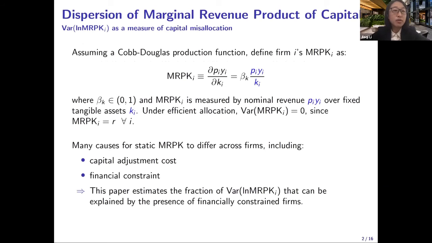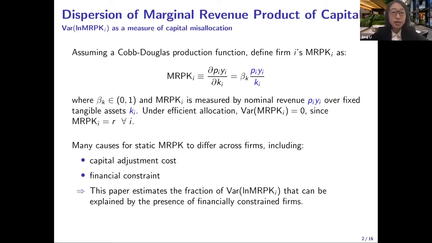In this slide, I will talk about how MRPK is calculated and why capital misallocation can be measured by the dispersion of MRPK. I assume a firm produces via a Cobb-Douglas production function. So its MRPK is defined as the derivative of the firm's revenue with respect to its capital, and beta K is the revenue elasticity of capital. Because firm-level prices are often unobserved in the data, it's very hard to calculate MPK, or marginal product of capital, but it's relatively easier to calculate the marginal revenue product of capital. In this paper, MRPK is measured by nominal revenue over fixed tangible assets.